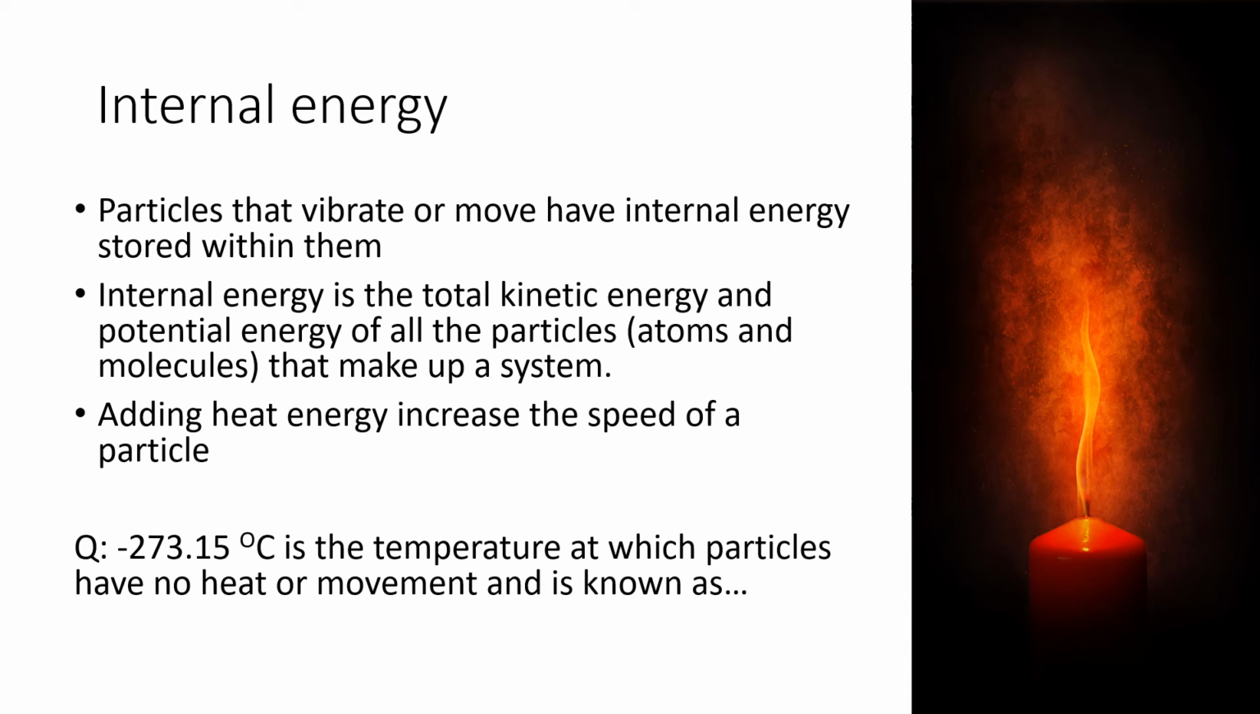Now, there's a very special temperature, which is minus 273.15 degrees Celsius. And it's a temperature at which particles have no heat or movement. That temperature is given a very particular name, and it's a temperature that we have yet to reach. We have never got anything to this temperature. What is the name of that temperature? Well, it is absolute zero. And as yet, we have not got particles to absolute zero. We're very close, but we haven't got there yet.